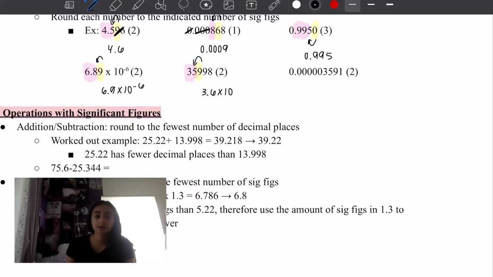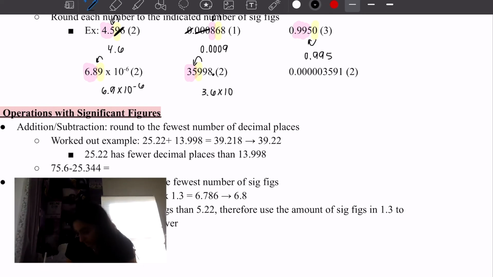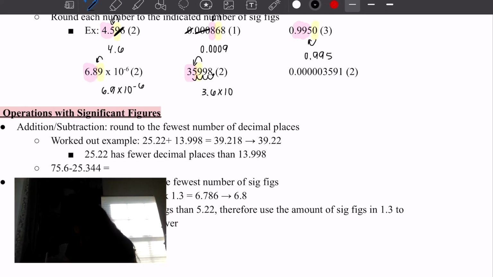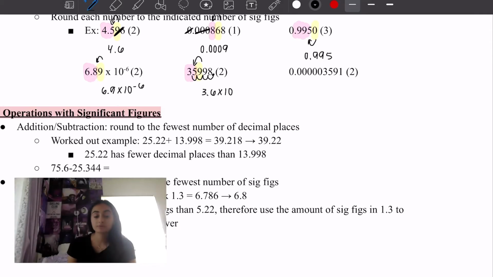But in order to do that, as you remember from our first video, we're going to go to the left and count how many times the decimal place is moved in order to get a number between 1 and 10. So we have 1, 2, 3, 4. So we move the decimal place 4 times to the left, which means to get to standard form, we would move 4 times to the right. So 3.6 times 10 to the 4th.